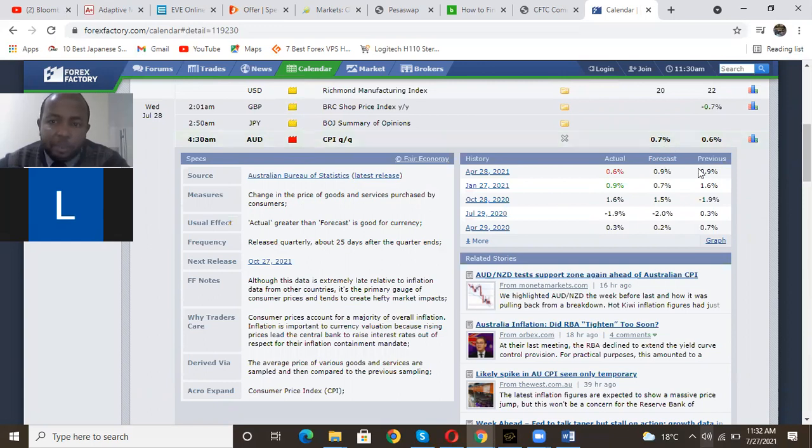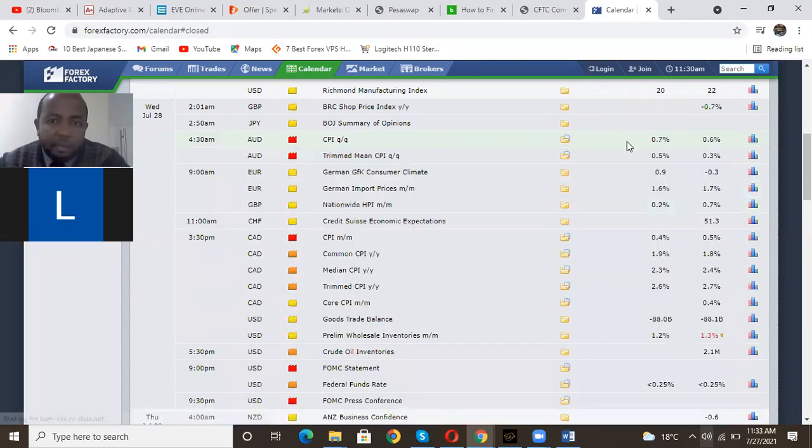You can see this was the previous 0.9, forecast, then it came as 0.6. So this was bad. That's why you see AUD was really losing, or it has been losing. So if this number is greater, so it's by today morning. Today is Tuesday. So tomorrow morning, that is 4:30, you can wake up and trade this AUD. If this number is greater than forecast, we are looking at the currency gaining. But if it is lesser than 0.7%, it will be losing.